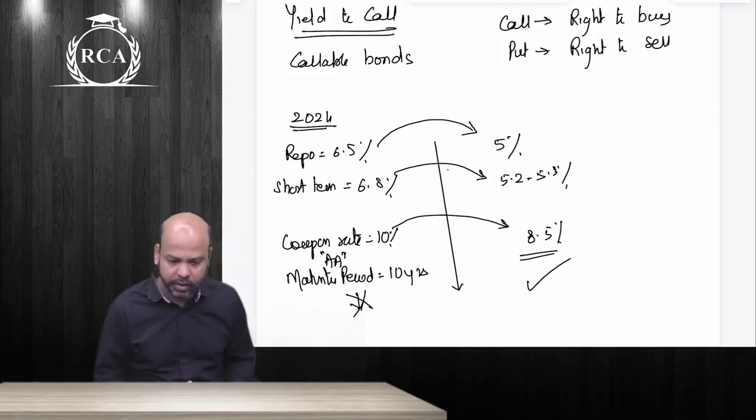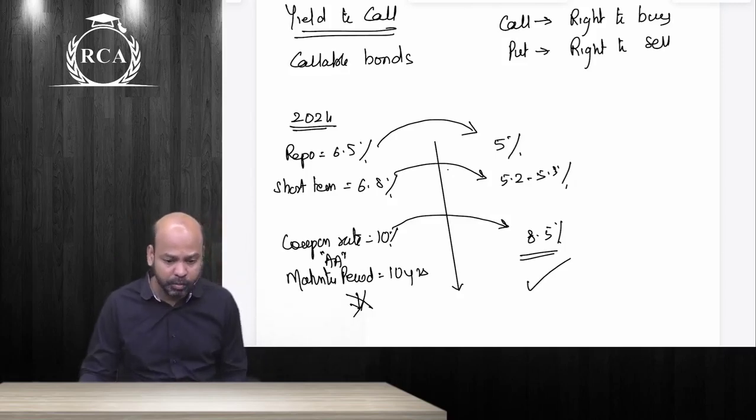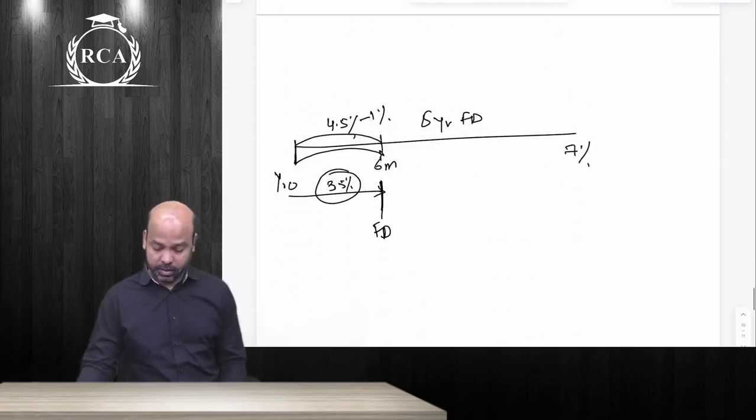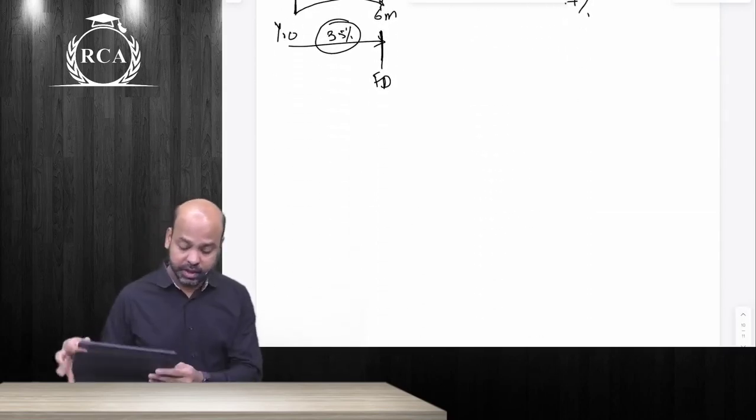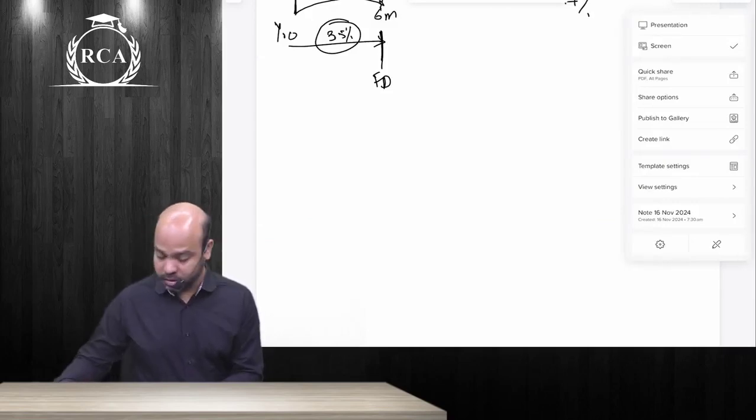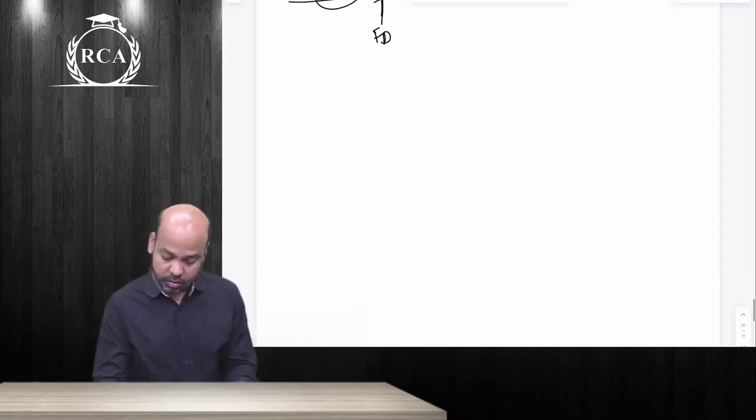Alright, did we write notes about this? Did you write yield to call fully? Alright. Next, just write one more. Holding period return.